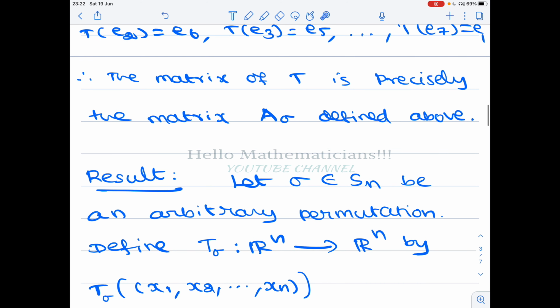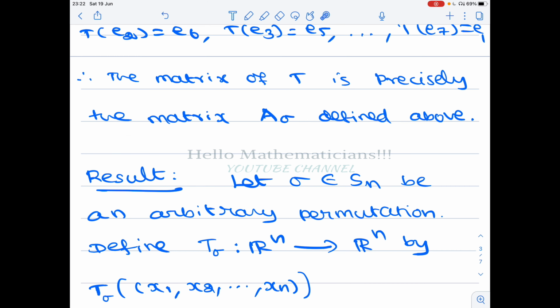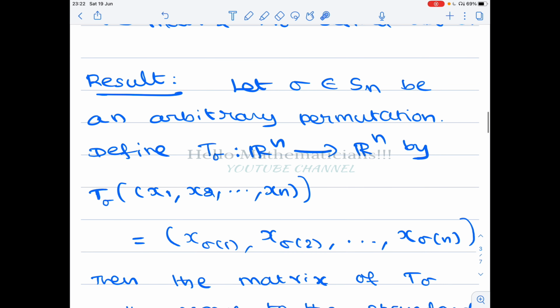Therefore, the matrix of T is precisely the matrix A sigma defined above. That is our first observation. It is a very, very important connection between the linear transformation defined above and the permutation matrices. Okay, let's continue. Here I'll quote some results.